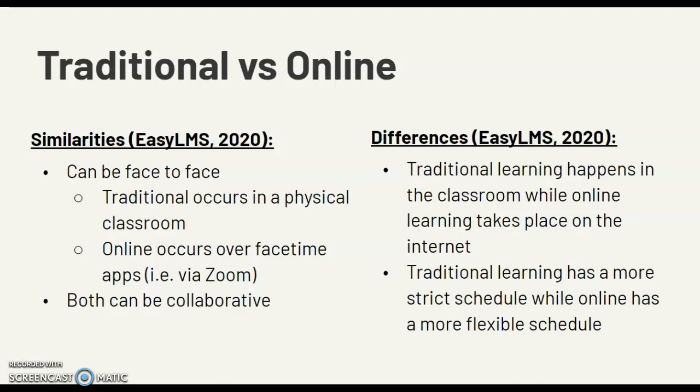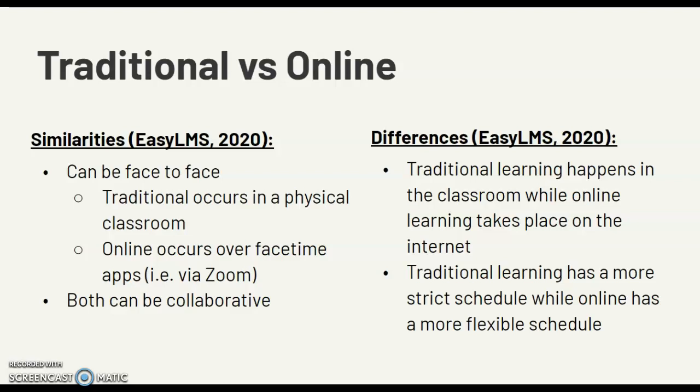Another similarity is that they can both be collaborative. So, for example, in the class that we're currently taking, we have to write discussion posts, respond to other people. So that is collaborative, that is communication between peers. But then when you are in a traditional classroom, you have things like group discussions, and you also have interactions between the professor and the student that can happen pretty much immediately. So you have a lot of collaboration between peers and instructor going on there.